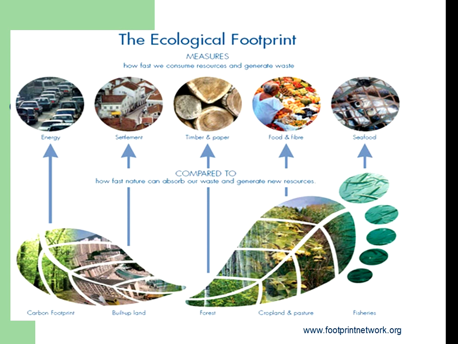The ecological footprint measures how fast we consume resources and generate waste compared to how fast nature can absorb our waste and generate new resources. The footprint represents two sides of a balance sheet. On the asset side, biocapacity represents the planet's biological productivity, land areas including our forests, pastures, cropland, and fisheries. These areas, especially if left unharvested, can also absorb much of the waste we generate, especially our carbon emissions.